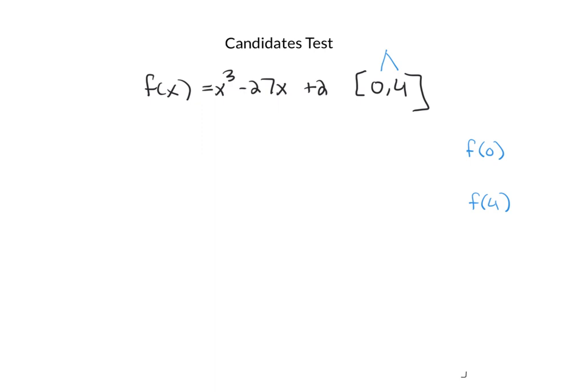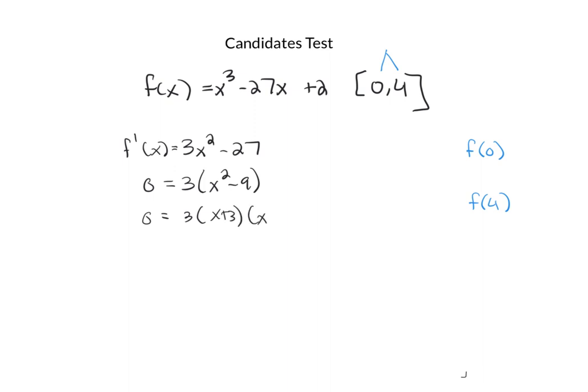So we will do what we've been doing. Let's find the derivative, set it equal to 0. So 3x squared minus 27, set it equal to 0. I'm going to factor out a 3. So I have critical points at x equals -3 and x equals 3.